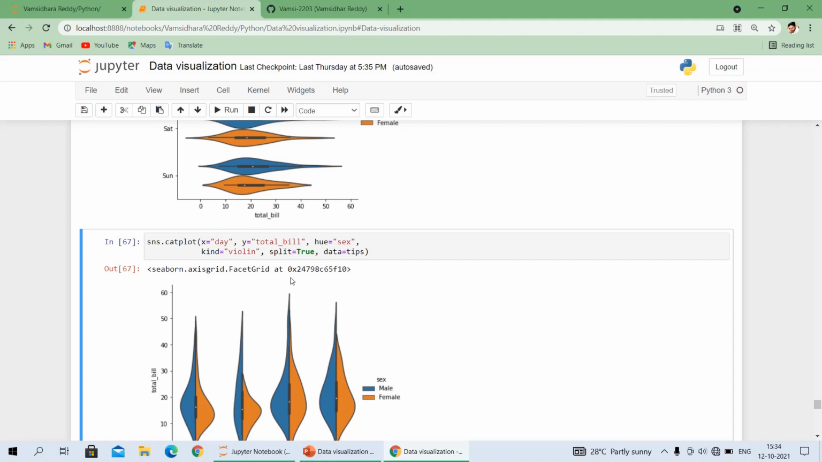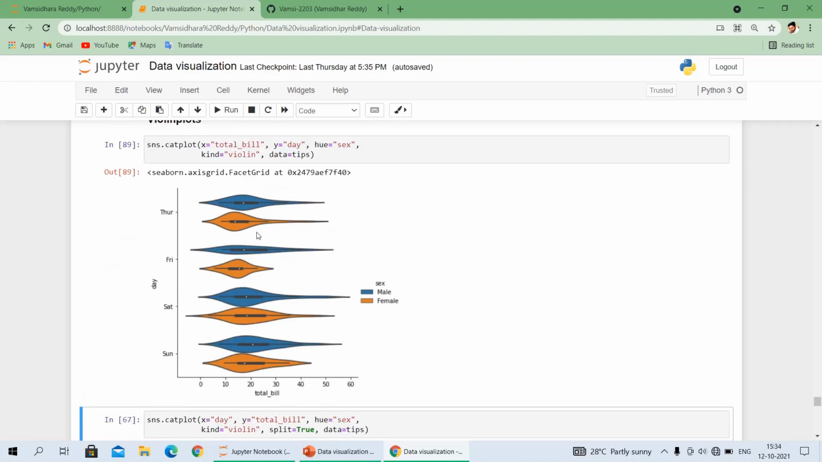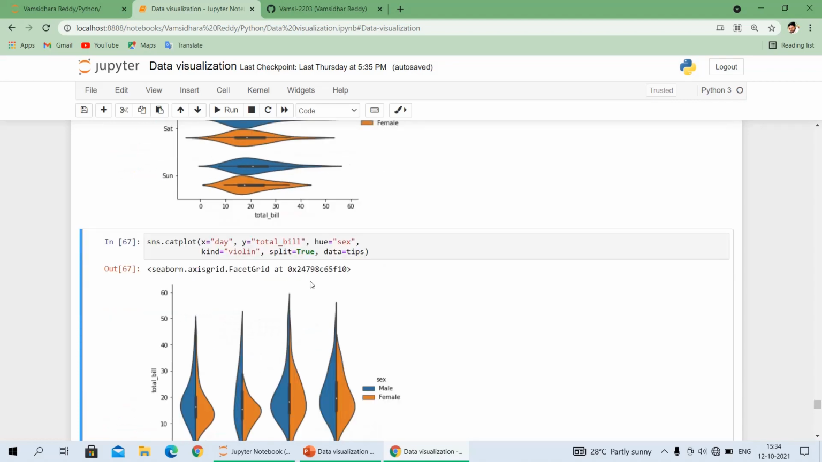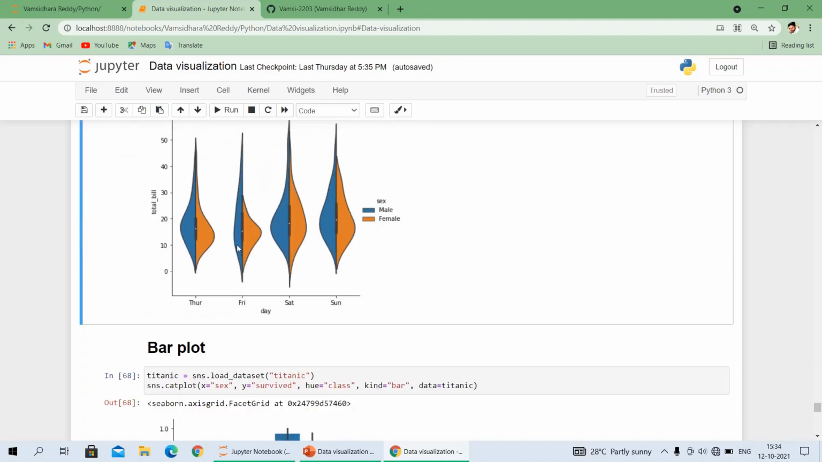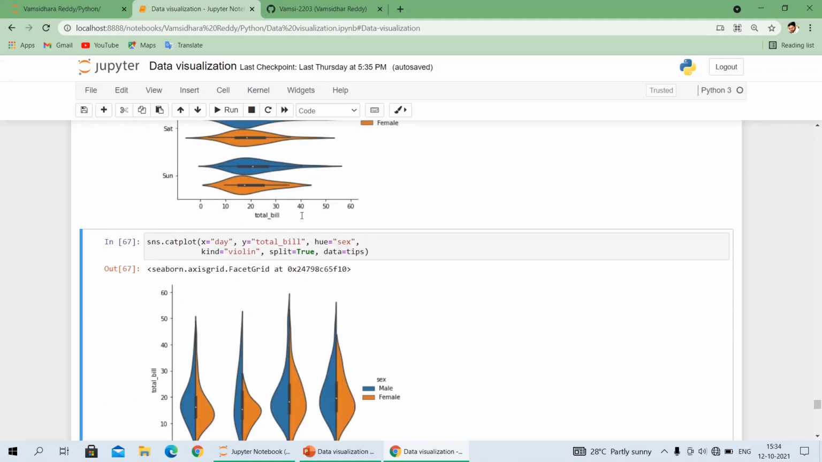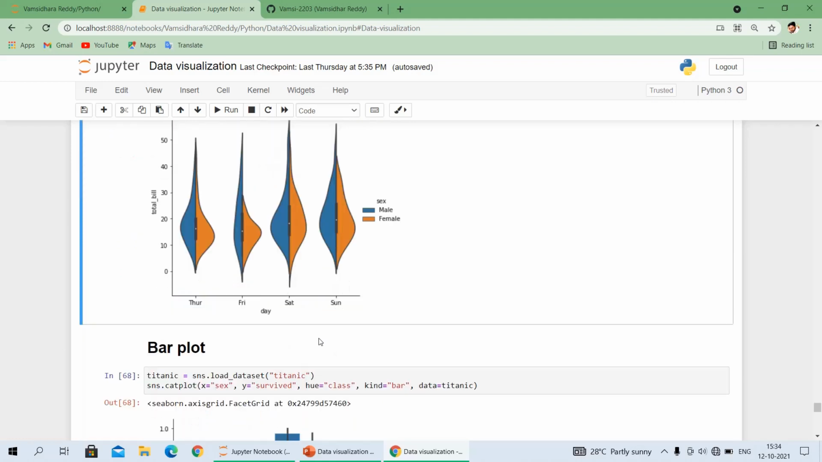Here I have given split equals true. If I keep split equals false, it will be presented like this. If I give split equals true, it is represented like this. Same code, but split is changed: here true, here false. In the same plot diagram, it combines each other, and they are divided from each other.